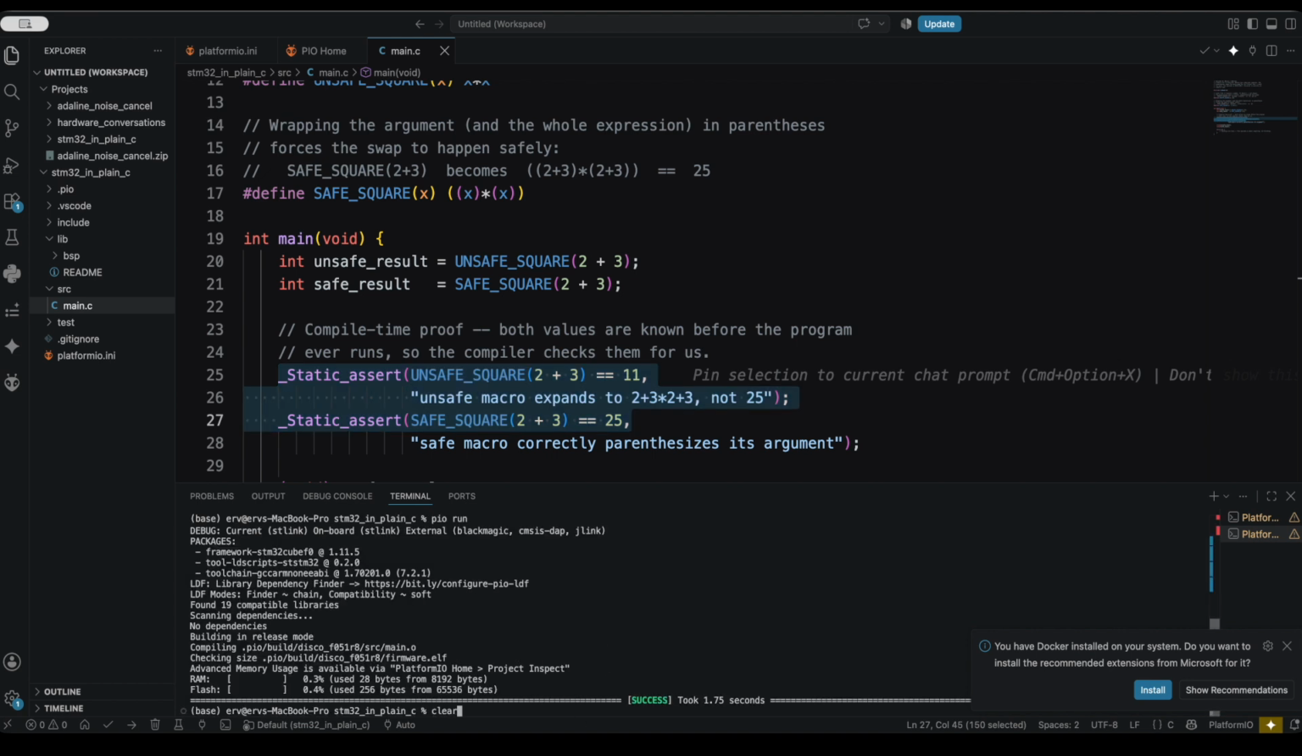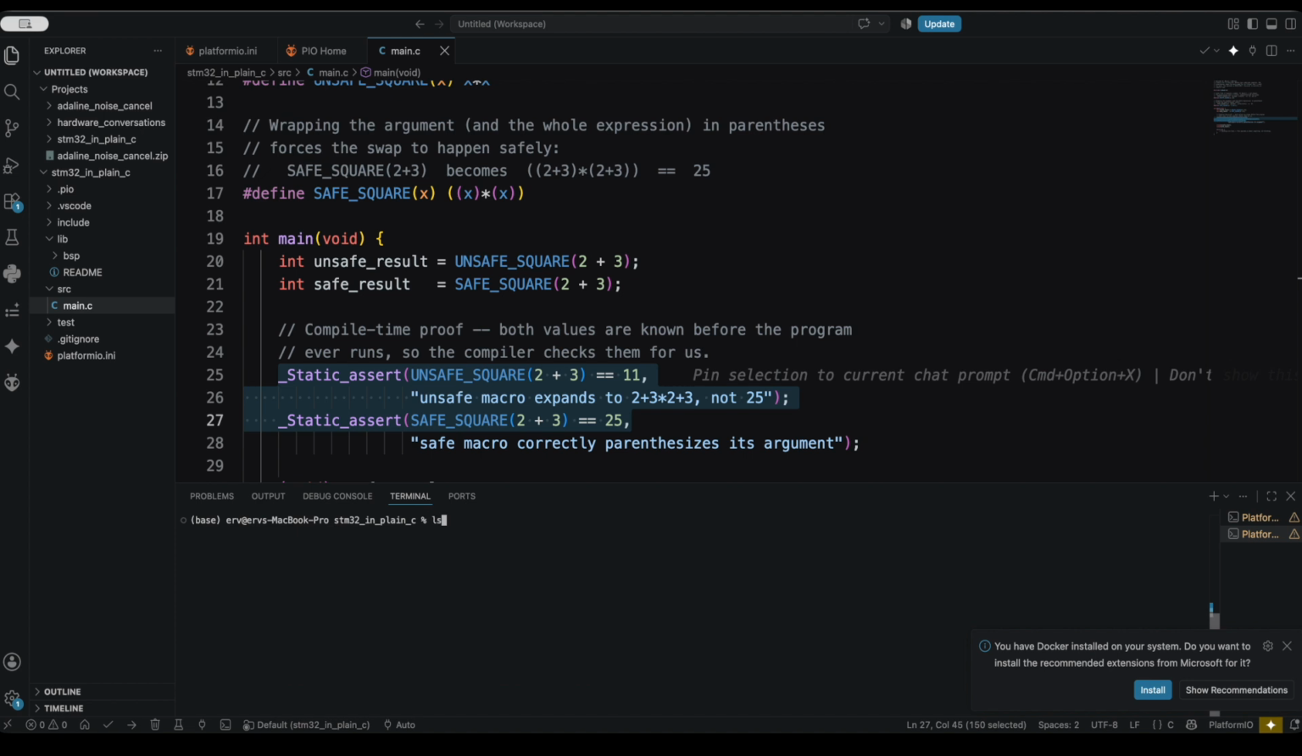Now if you want to see the raw substitution with your own eyes, not just take my word for it, let's run the preprocessor by itself. gcc -E main.c | tail -20.